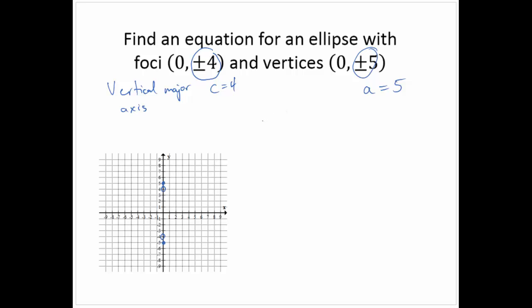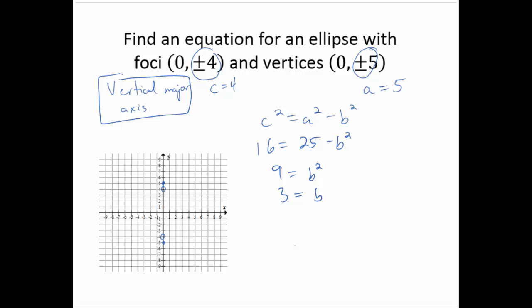And so then, using the fact that c squared is a squared minus b squared, I find that 16 is equal to 25 minus b squared, which implies that b squared is 9, which implies that b is 3. Right, and so it has a vertical major axis.